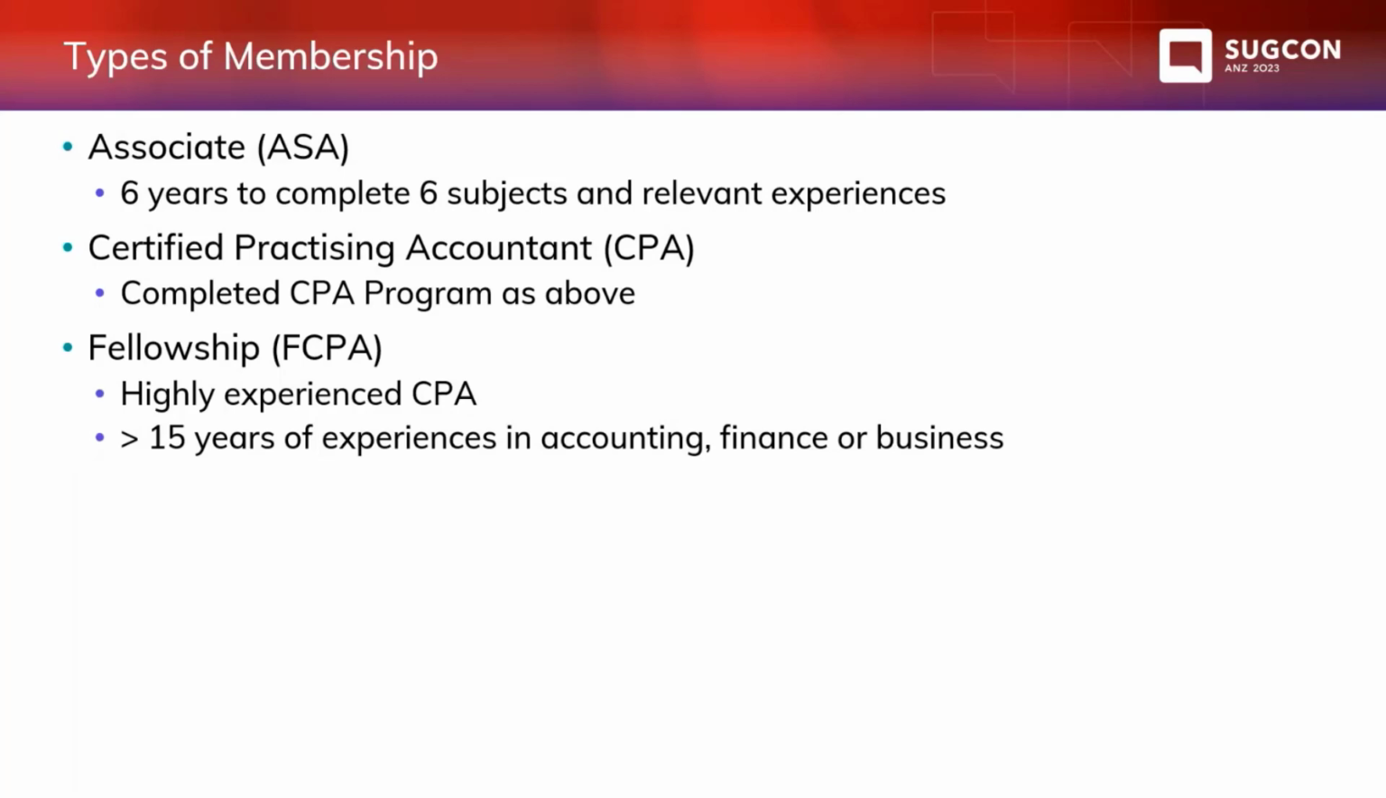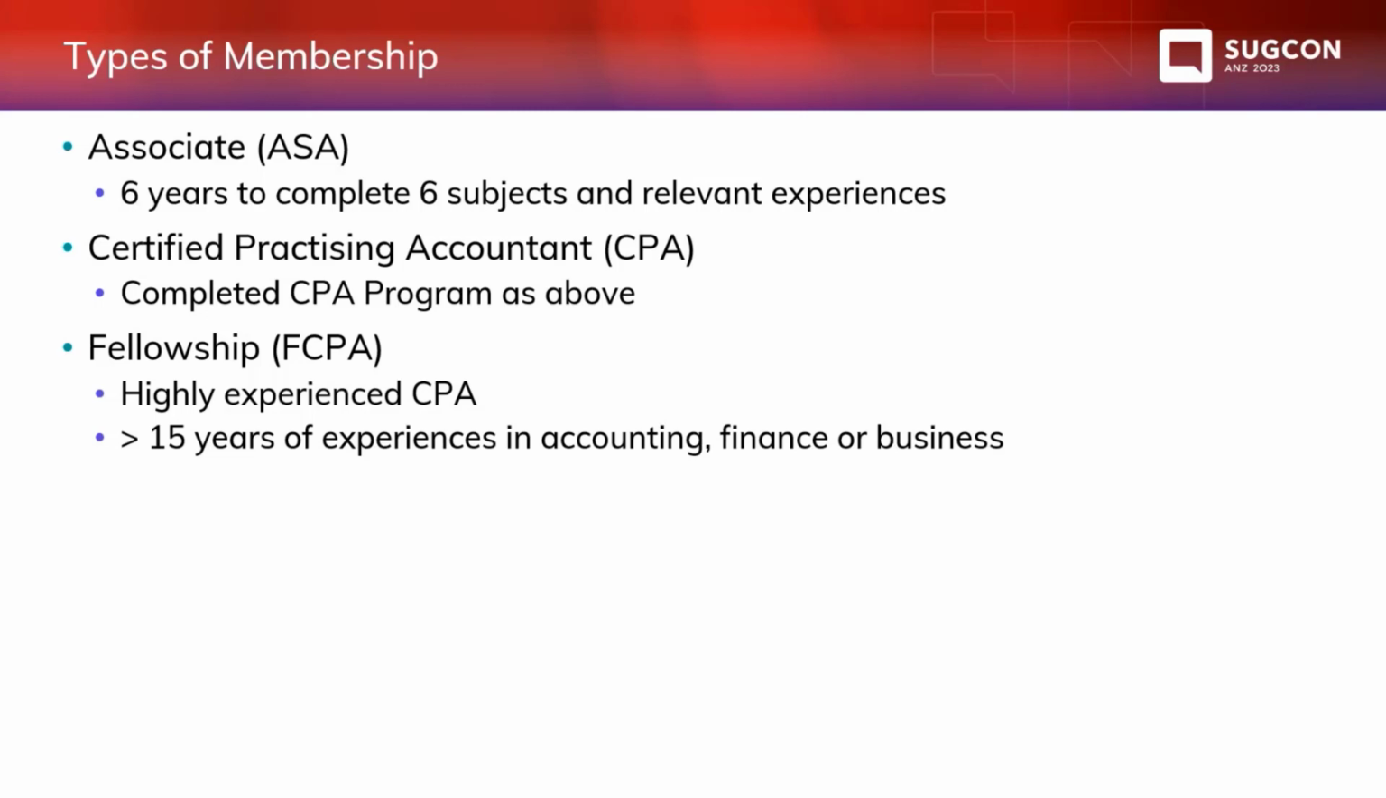We've got different levels of membership. The first tier is an associate member. It's basically for accountants who have just graduated uni and entered the workforce, and they want to become a certified practicing accountant. They have 6 years to complete six subjects, and they have to sit for exams as well. They also need to provide the relevant work experience. And once they've passed the program, they become a certified practicing accountant.